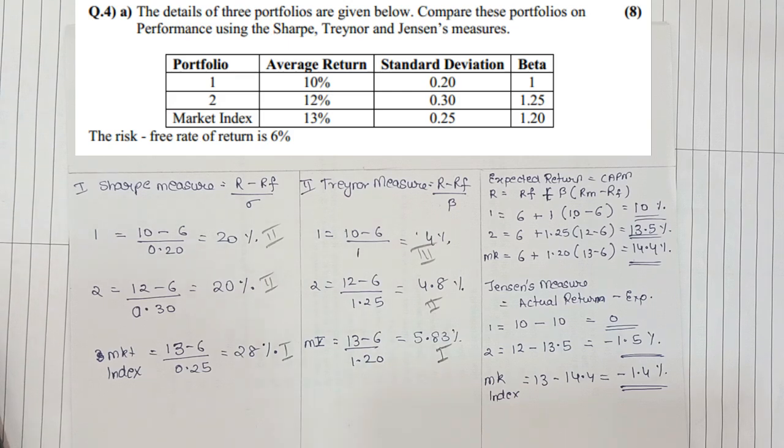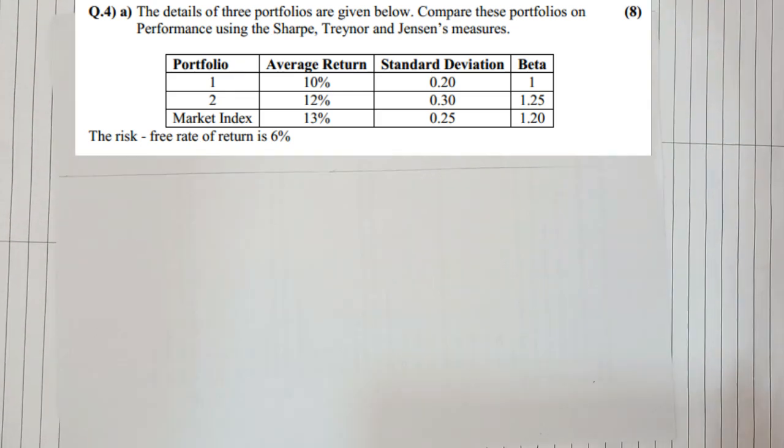So this is how you all had to solve the sum based on Jensen, Sharpe and Treynor's measure. So you can note it down. After this, we're going to start with the next sum, that is question number 4b. So chalo, let us see how to solve 4b.